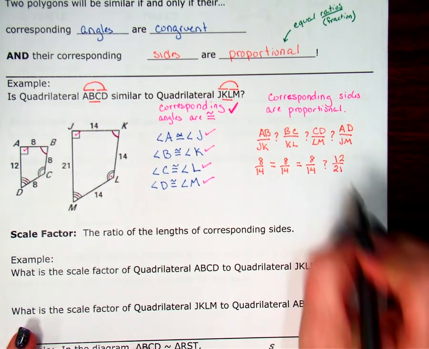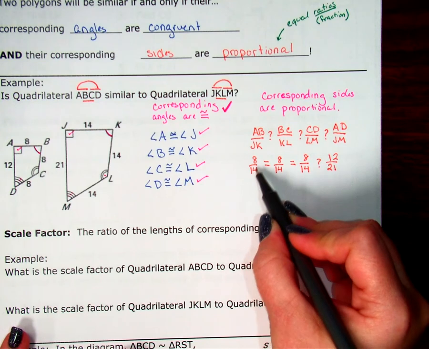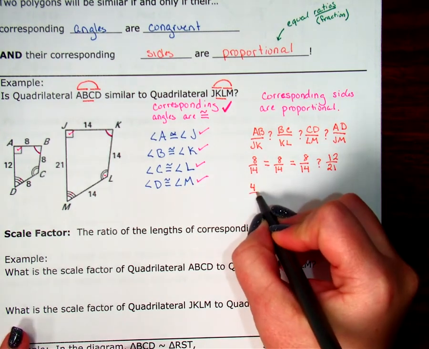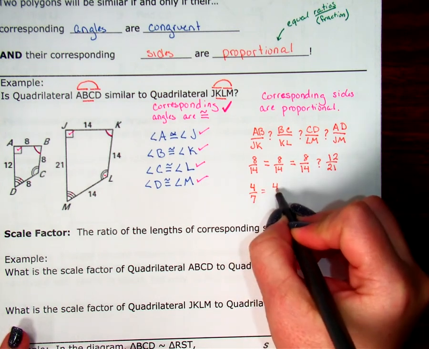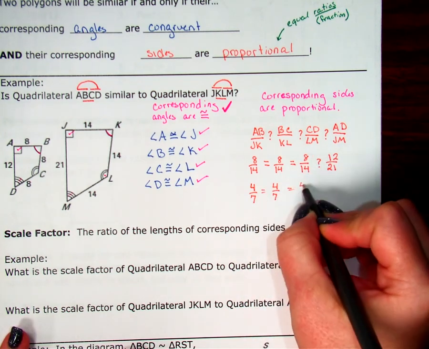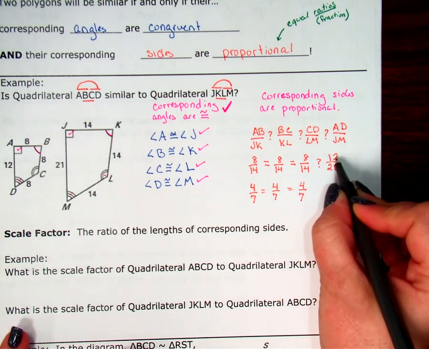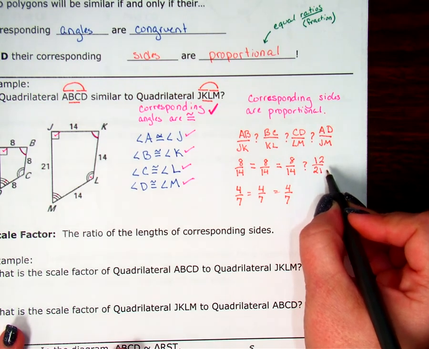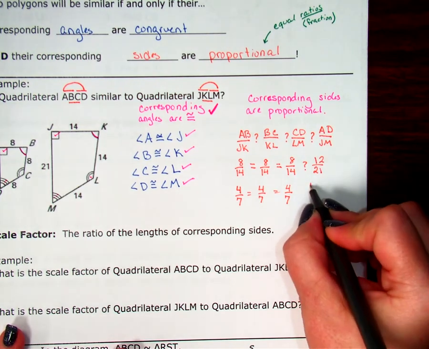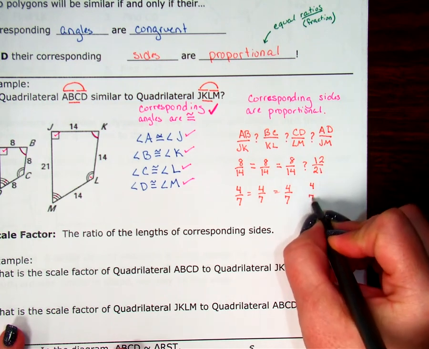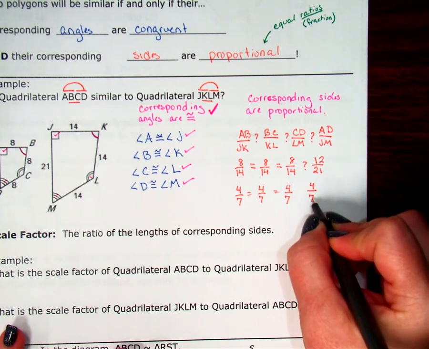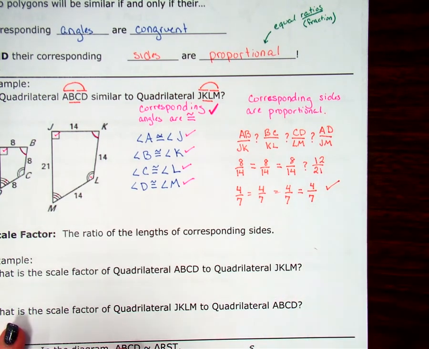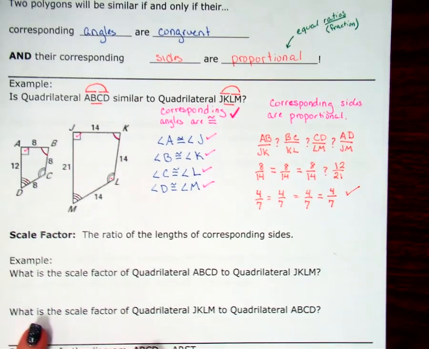To check that, we're just going to reduce all the fractions, right? So 8 and 14, those are both divisible by 2, so that's going to be 4/7. That reduces to 4/7. And then let's see, 12 over 21, those are both divisible by 3, right? 3 goes into 12 4 times, and 3 goes into 21 7 times. So this also reduces to 4/7. So they are proportional because they all reduce to the same fraction.